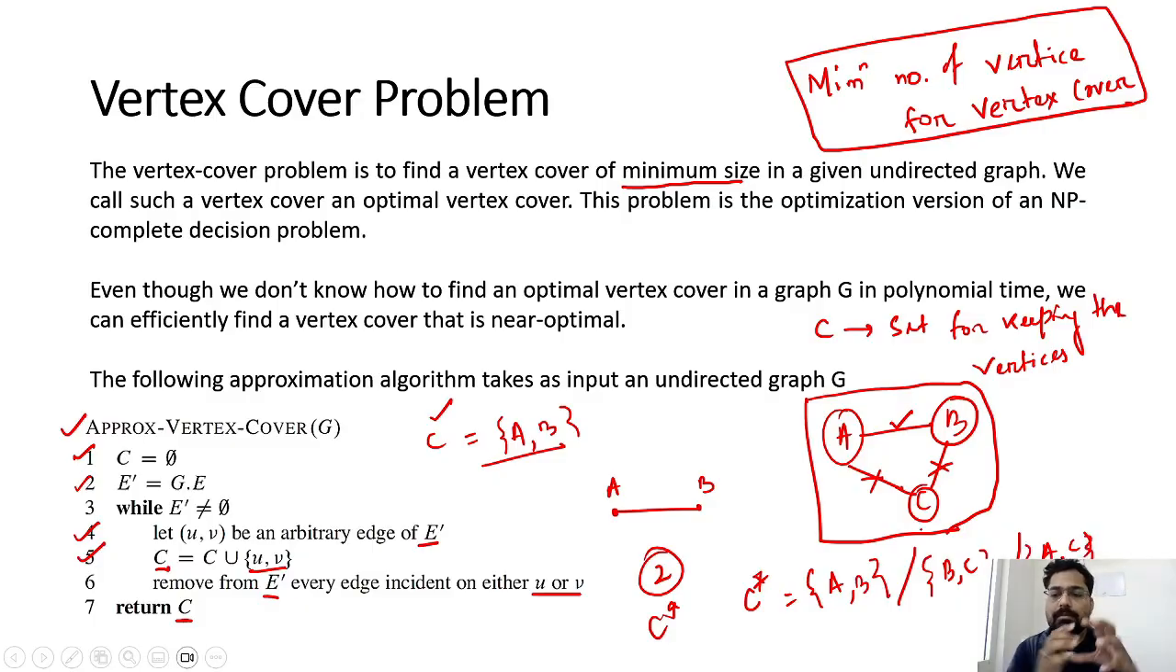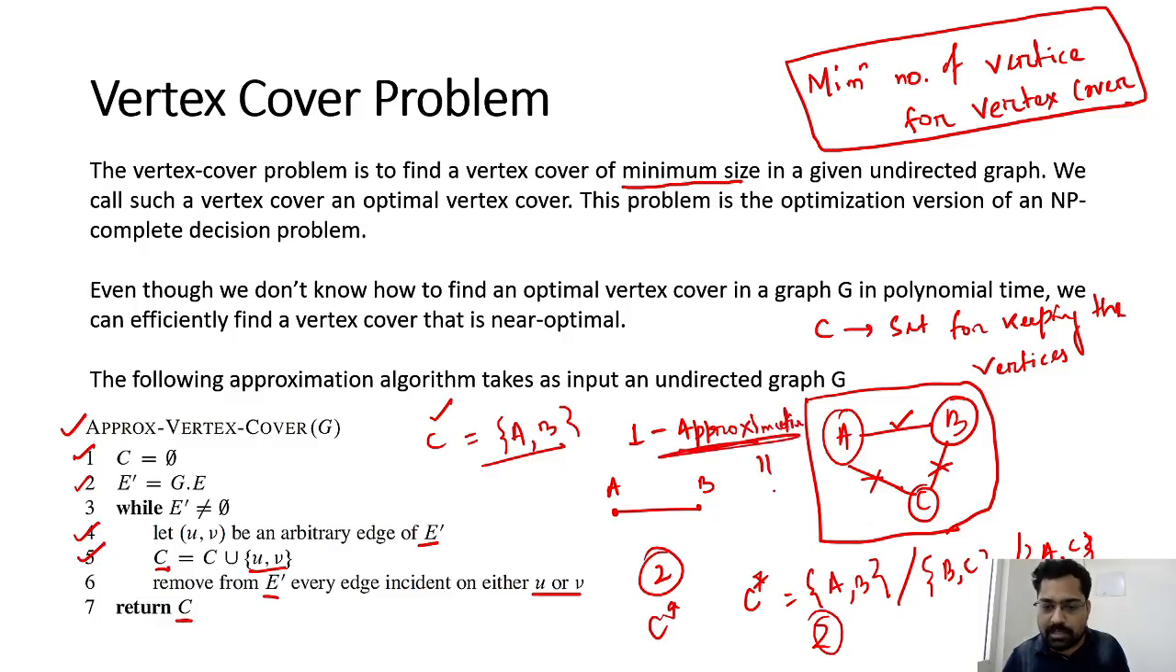So optimal means, whenever you focus on the vertex cover, the number of vertices you pick is either A, B or B, C, anything you take. So that should be 2 also. Here the approximation for this example, as we covered in the previous video as an introduction, for this graph, we are saying one approximation, which is equivalent to the optimal value for this example.